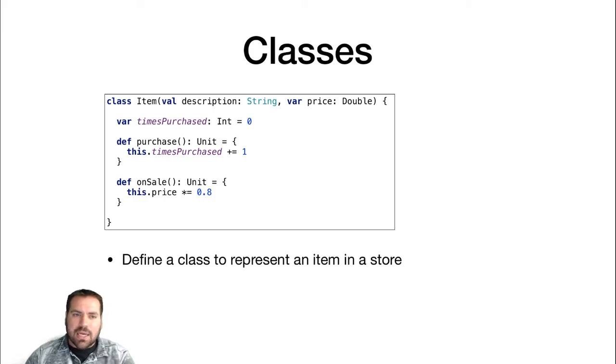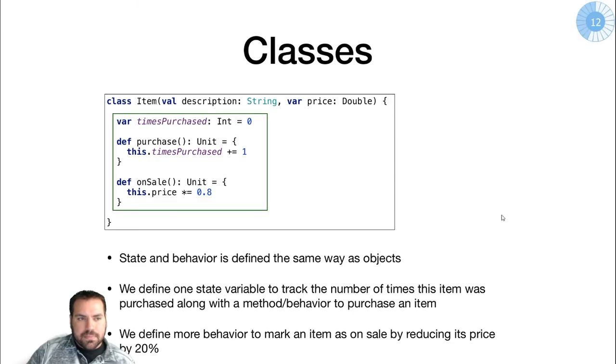Since we want to sell more than just one type of item, every item in our store isn't going to have the same price and description. We're going to make this a class so we can create many objects of type item to represent all the different types of items that we sell in this store. And we can also put them on sale, cutting the price by 20% as a different behavior. So let's break this apart and see what's going on.